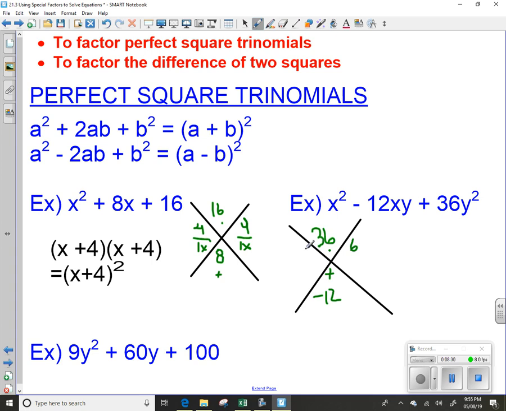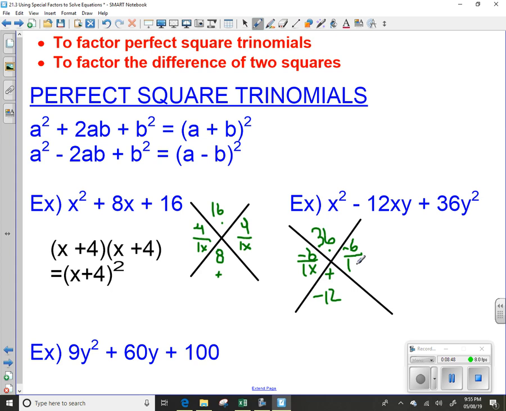Well, 6 times 6 is 36. 6 plus 6 is positive 12. So if I make both of these negative, then it'll give me a negative 12. So now I'm going to divide by my a value, which is 1. Remember, I'm going to put that x because of the x squared.